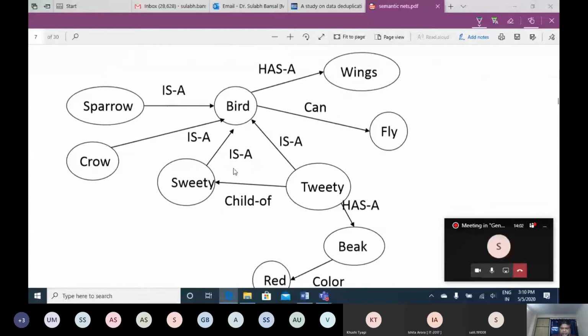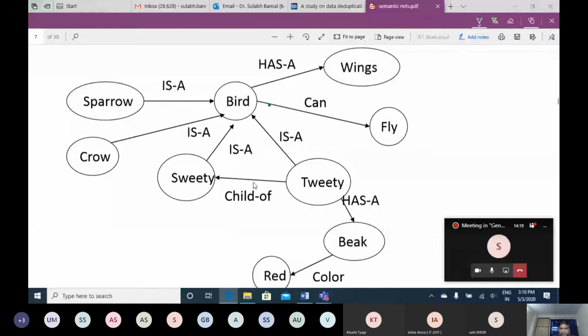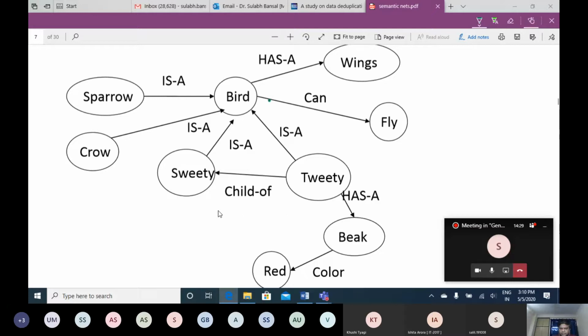Generally, is-a and has-a relations are shown between nodes. Then other properties can also be shown for each object, for example, can, color. Child of is a property of any bird, and you can link two birds with this relationship, child of.